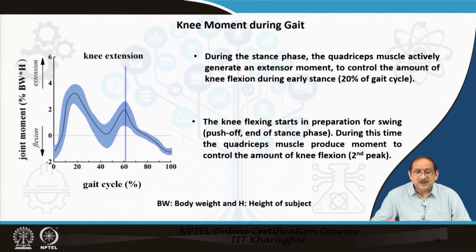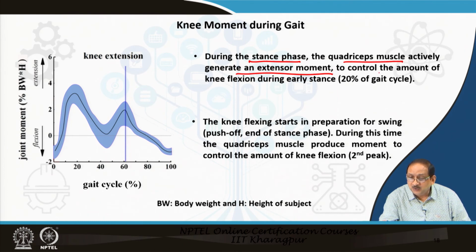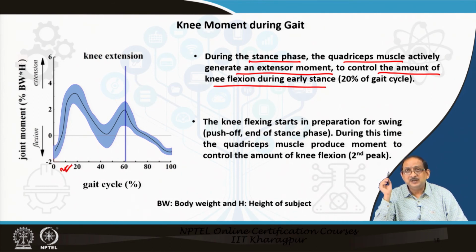Let us now consider the knee moment during the gait cycle. During the stance phase, the quadriceps muscle actively generates an extensor moment to control the amount of knee flexion during the early stance phase, that is 20% of the gait cycle. So, this is the activity of the quadriceps muscle that generates the extensor moment.